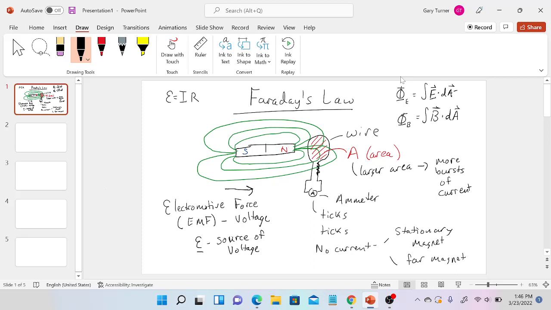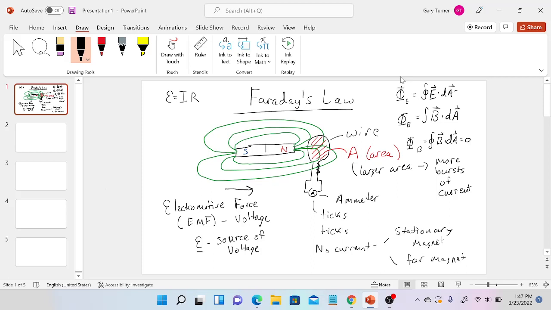With electric flux, it had to be a closed surface because charges come in individual points or monopoles, whereas magnets don't do that. So we don't have to worry about whether or not our surface is closed. And as a matter of fact, the magnetic flux over a closed surface is automatically going to be zero.